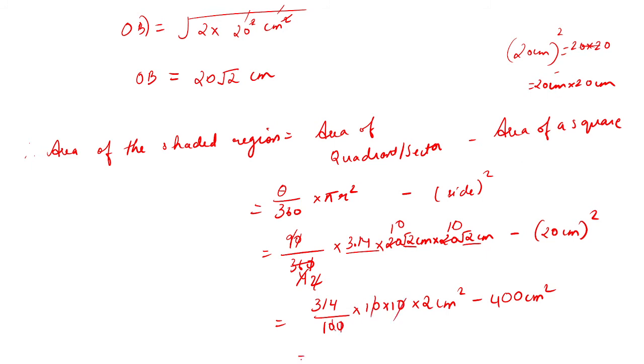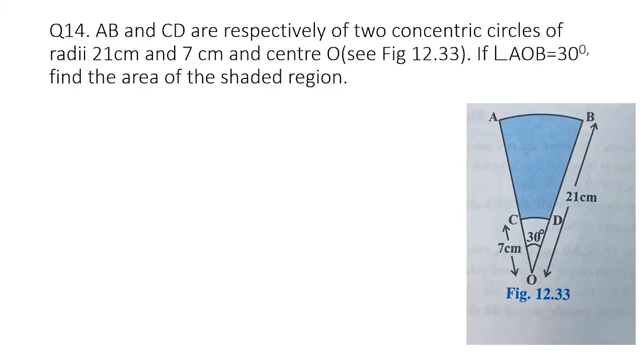So 314 into this will be 628 centimeters square minus 400, and that is going to be equal to 228 centimeters square. Therefore, the area of the shaded region is equal to 228 centimeters square. Quickly moving on to this question.